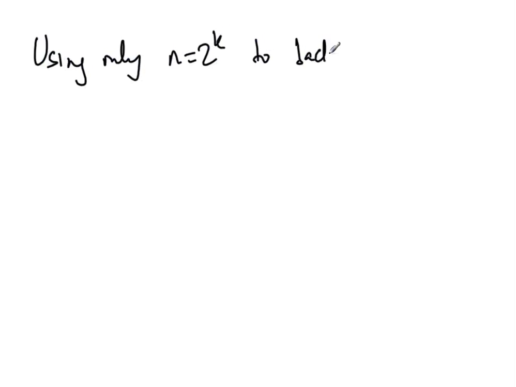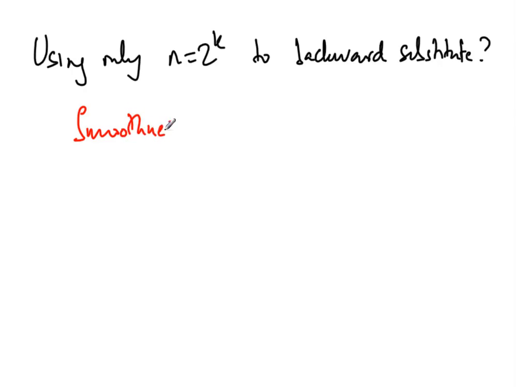So now the question is, is this valid or not? It turns out that this can be justified, even though we used only n equal to 2 to the k to backward substitute. So what about all the other n? There is something which we will not explain formally, but there is some kind of smoothness theorem for recurrences, which says that the result holds for all n.